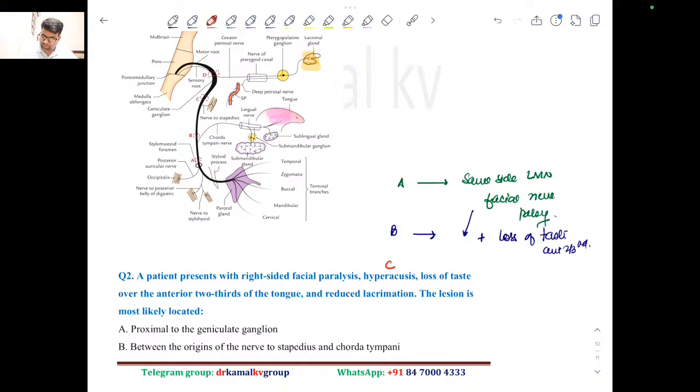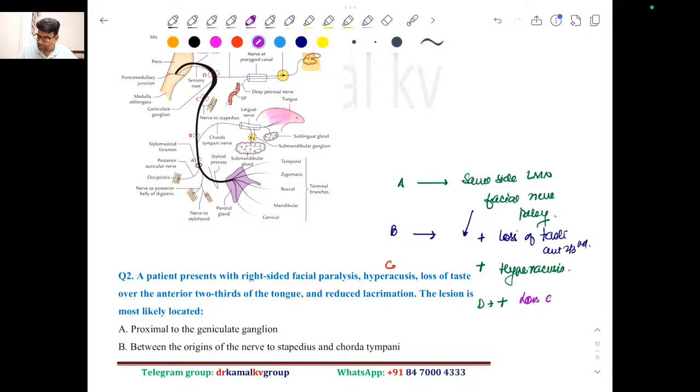Now if we go for C, C is here, this is C. So you will add hyperacusis. The patient will not be able to tolerate loud sounds. And if you go for D, to all these three, you will add loss of lacrimation. So this is very commonly tested in exam.